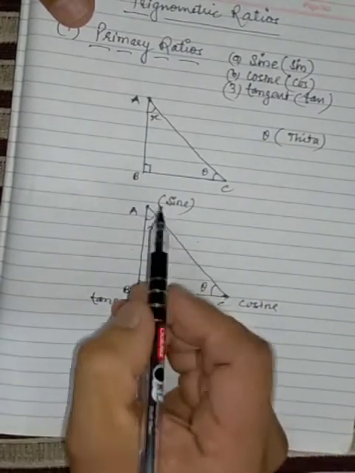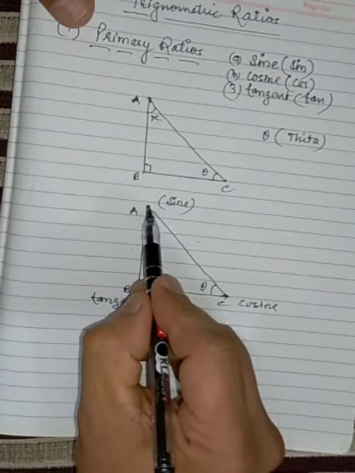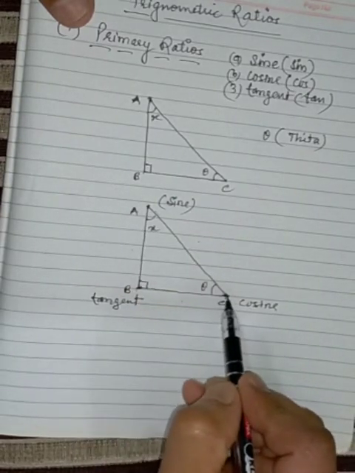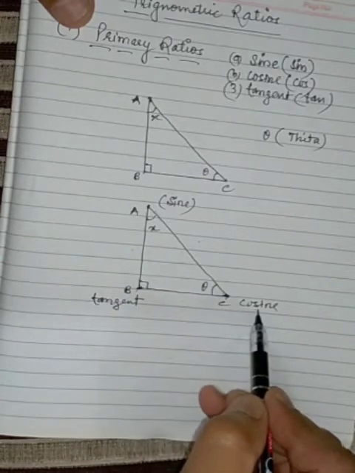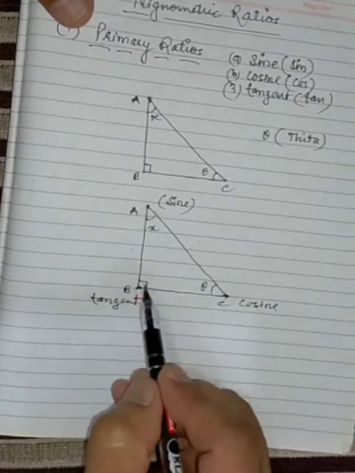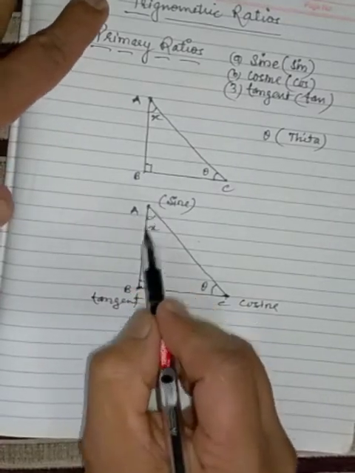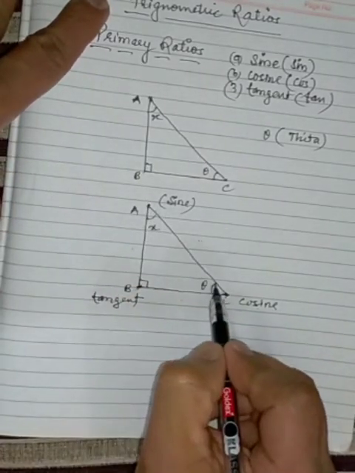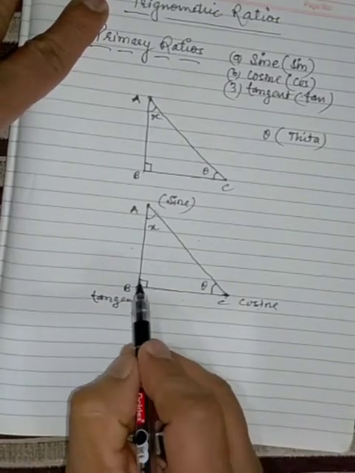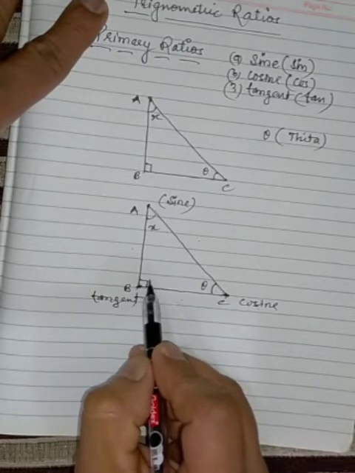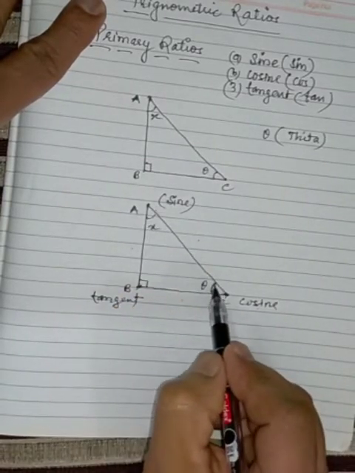So let me repeat. The point A, where perpendicular and hypotenuse are joining, defines the ratio of sine. Point C, the junction point of base and hypotenuse, defines cosine. And the point B, where perpendicular and base are joining, defines the ratio tangent. And all these three ratios are defined for the base angle theta. In the base angles B and C, B is 90 degrees, an already known angle, but theta is the unknown angle. So we study the ratio for the unknown base angle.